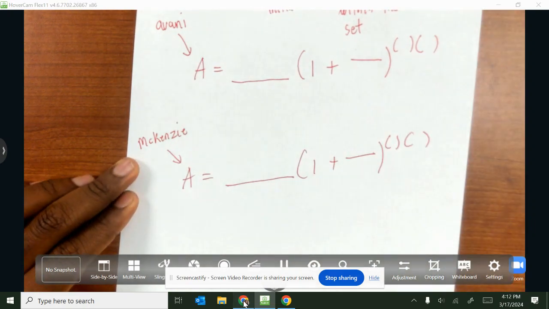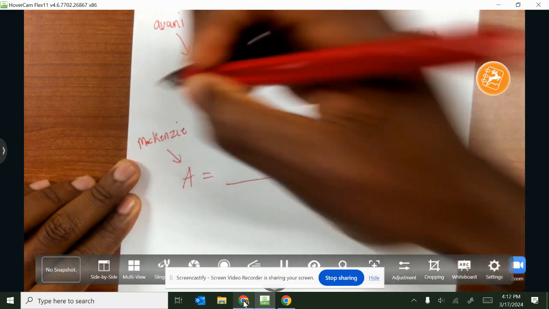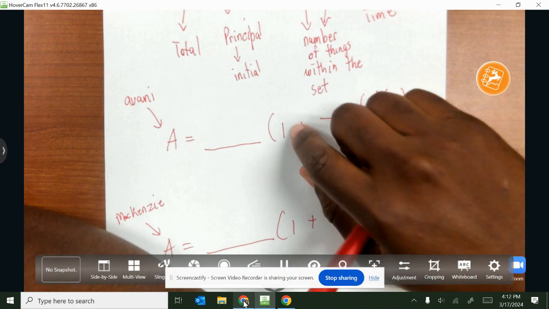All right, I hope I spelled that correctly. I did not. All right, so MAC. All right, so let's go and let's do it, guys. So let's do Avani first.